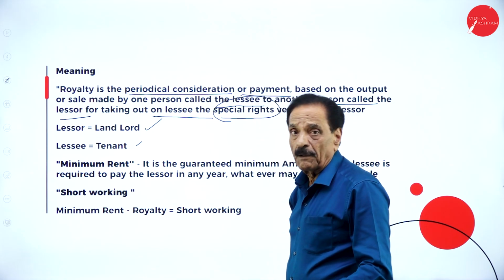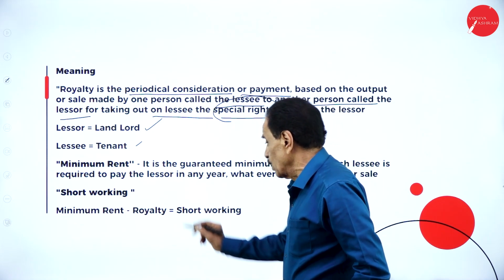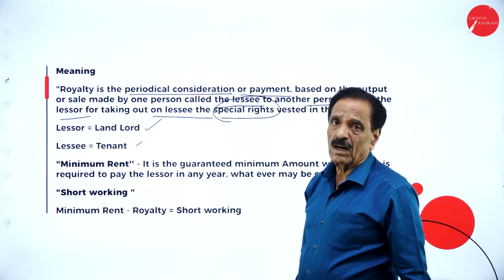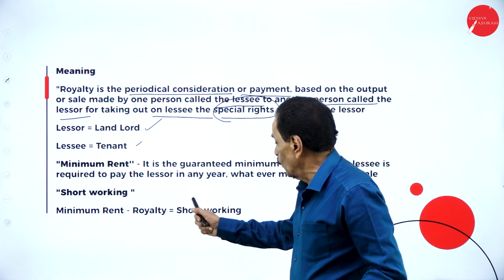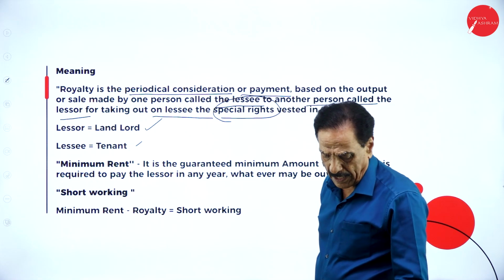What is short working? When the minimum rent is more than the royalty, the excess of minimum rent over the royalty is called short working.